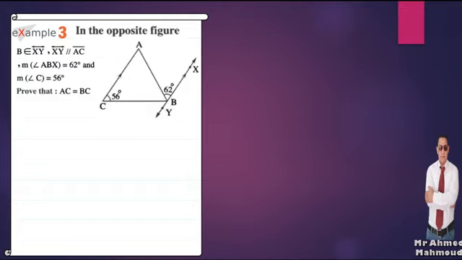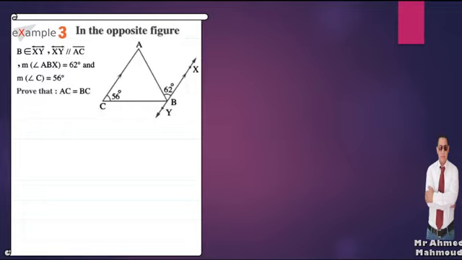In the opposite figure, B belongs to XY. As we see, this one is a straight line. XY is parallel to AC. As we see, we have two parallel lines. Measure of angle ABX equals 62. Measure of angle C equals 56. Now we need to prove that AC equals BC. Again, AC equals BC.